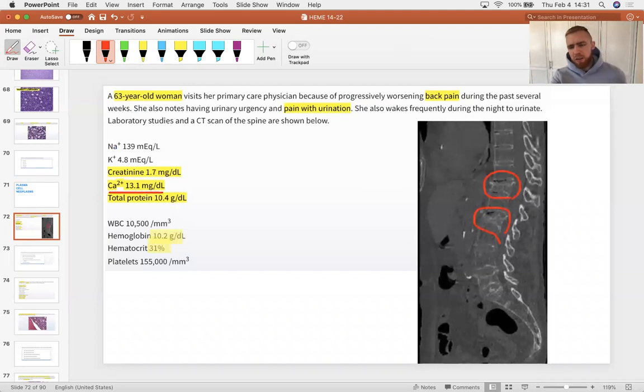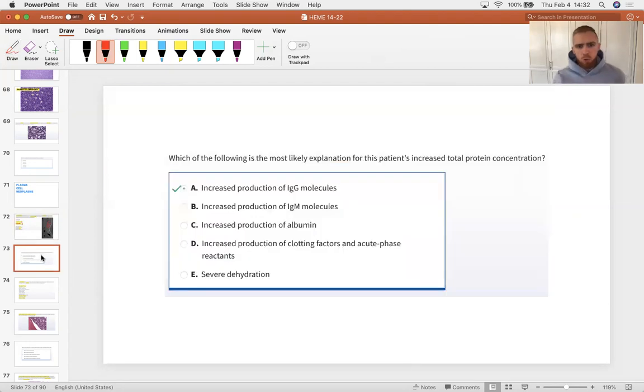You're saying, okay, there's some bone remodeling going on, but particularly that total protein is really interesting to you. And because she also has an elevated creatinine, you know her kidneys are involved. So multiple myeloma is high on your list. Test question asks, what's the most likely explanation for this patient's increased total protein concentration? And this is when they expect you to know what the M protein spike in multiple myeloma is.